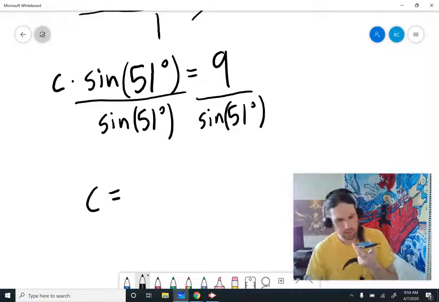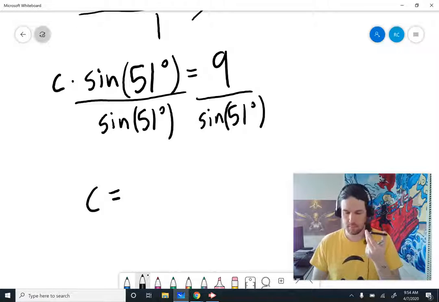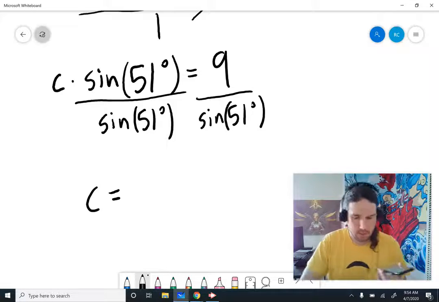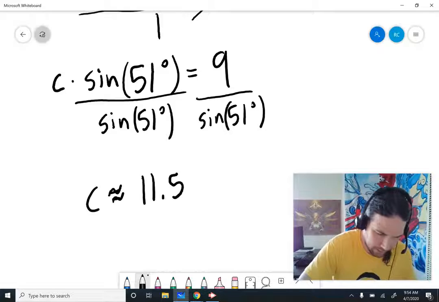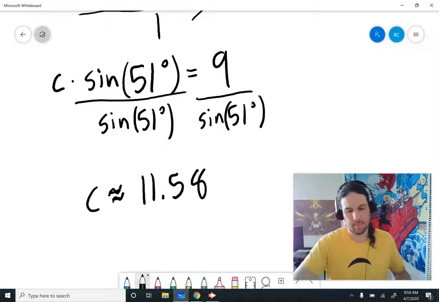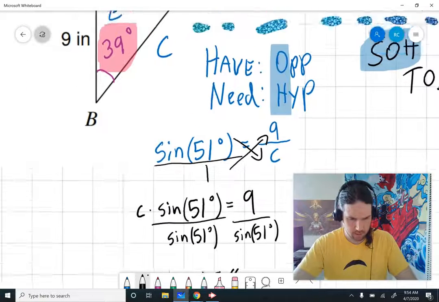Hey Google, what's 9 divided by sine of 51 degrees? The answer is approximately 11.580836. Approximately 11.58. Were we given units? Inches.